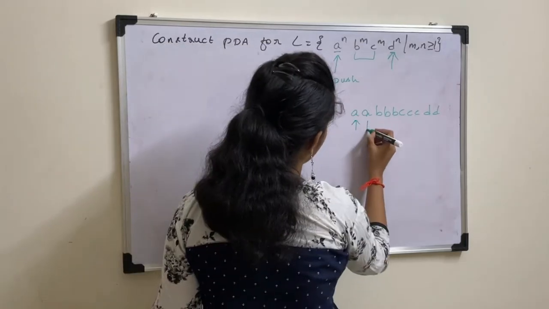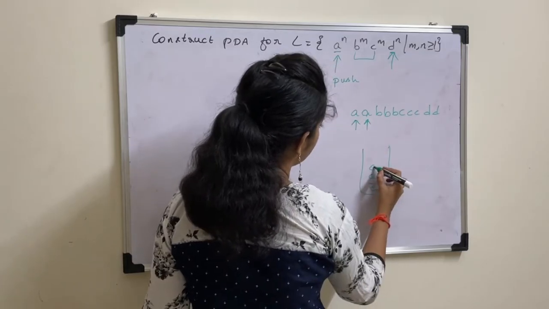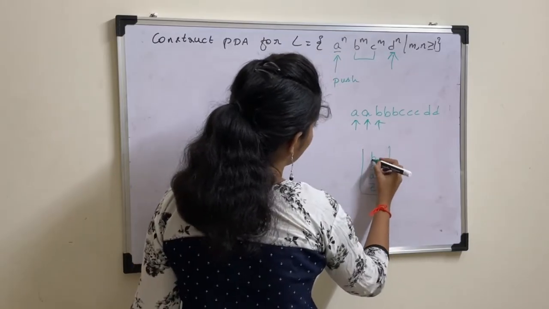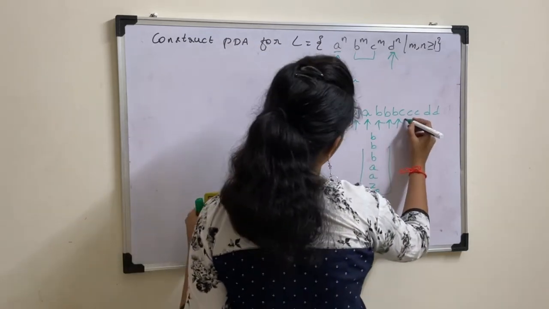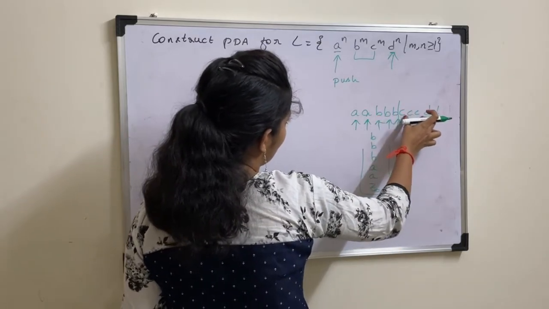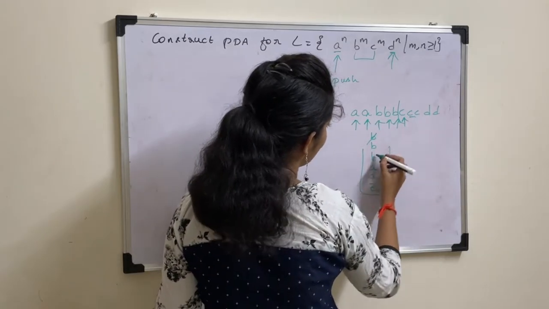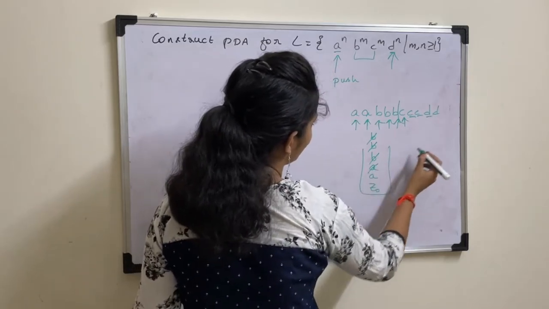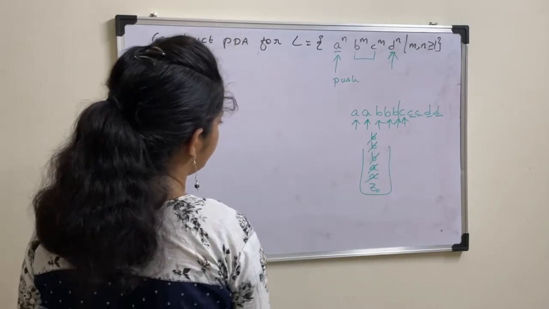For this set of A's, push A onto the stack, again push A. Now when we get B, push all 3 B's onto the stack. After this we'll start the pop operation, because the number of B's and the number of C's are the same. For one C you can pop B, second C pop B, third C pop B. Next when we get D, pop A, D, pop A, and finally the stack contains Z0. So this is the logic.